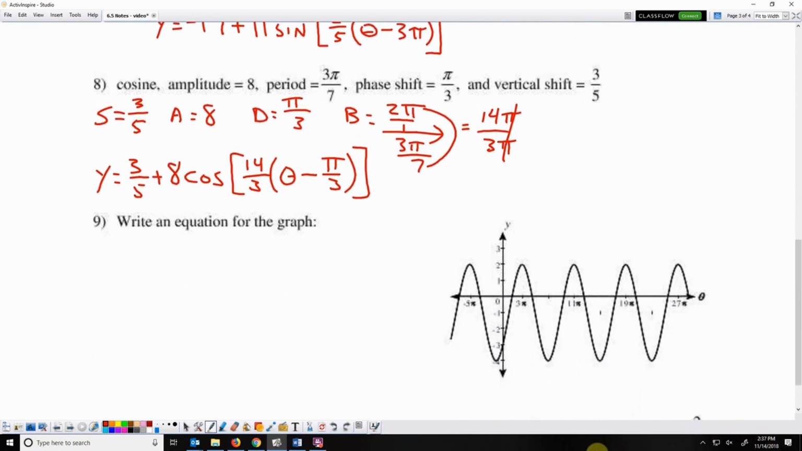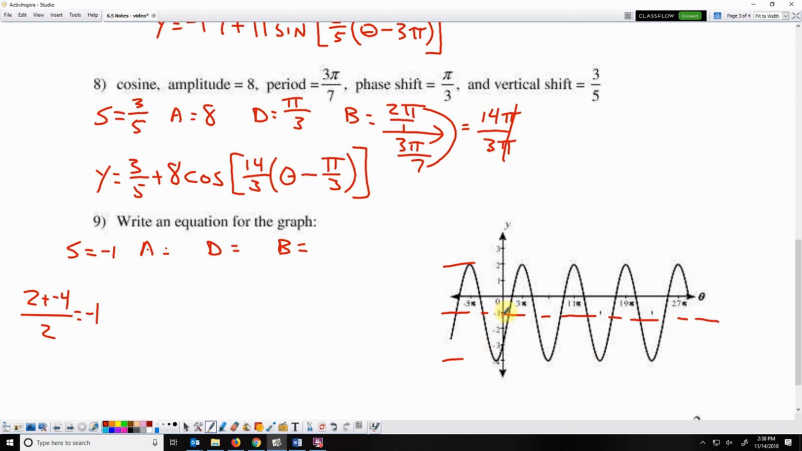And now I'm going to take all that same information out of this graph: S, A, D, and V. The sinusoidal axis is the average of the max and min. 2 and negative 4, so the sinusoidal axis is 2 plus negative 4 over 2. So that's negative 2 over 2. My sinusoidal axis is negative 1.